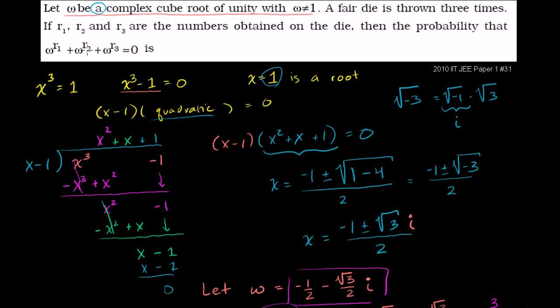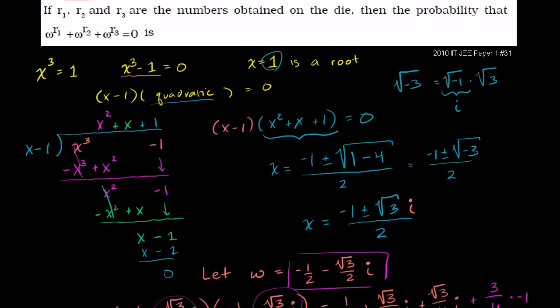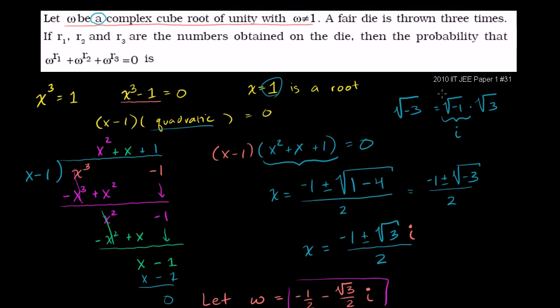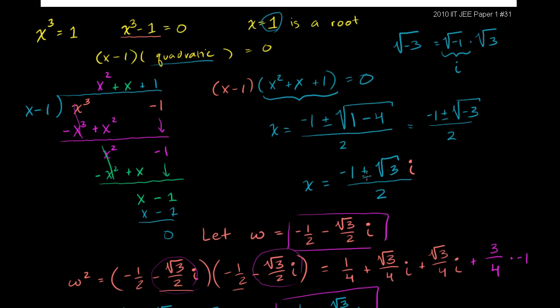In the last video, we started on this problem where we said, let omega be a complex cube root of unity, and omega cannot be equal to 1. And so we figured out what all of the complex cube roots of unity were. We knew that 1 was one of them, and we used that to factor out this third degree equation. And we figured out the other cube roots of unity were -1 plus or minus the square root of 3i over 2. The problem said let omega be a complex cube root of unity, so I just picked it to be the negative version. So I said let omega be this thing right over here.